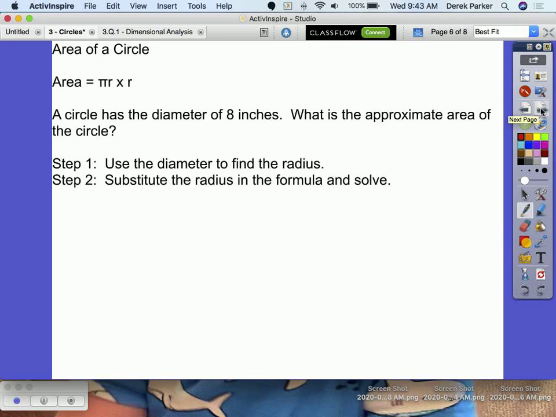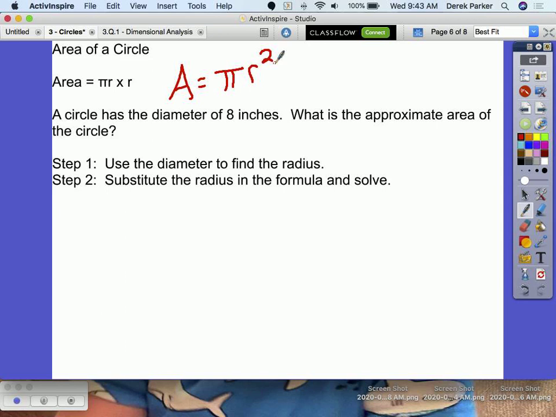Now, area of a circle. The formula that you use for the area of a circle is A equals pi r squared. Now, you cannot use the diameter. You always have to find the radius when finding the area of a circle.